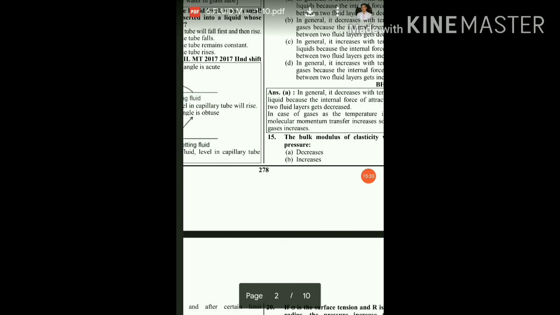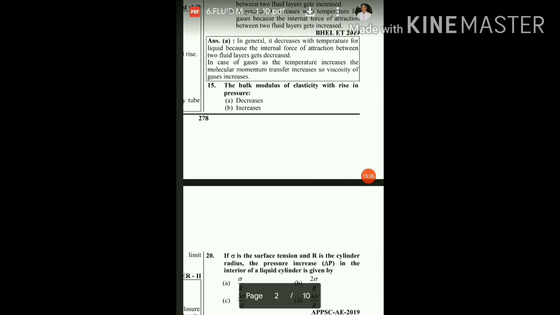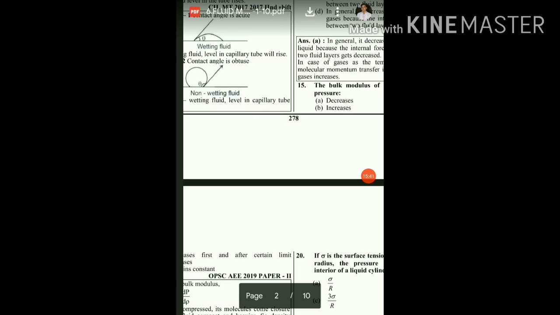The next question: the bulk modulus of elasticity with rise in pressure. The formula of bulk modulus of elasticity is represented by K equals minus V dP upon dV, or rho into dP upon d rho. So the question is, if you raise the pressure, we have to compress the substance. In order to raise the pressure we need to compress the substance.